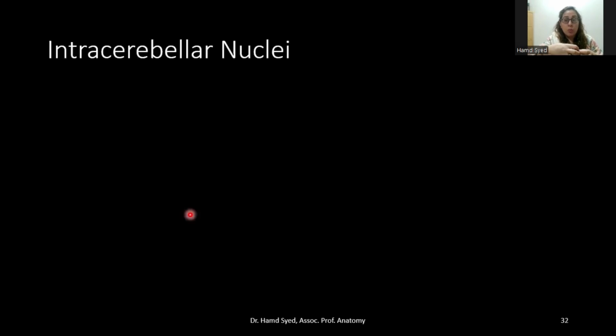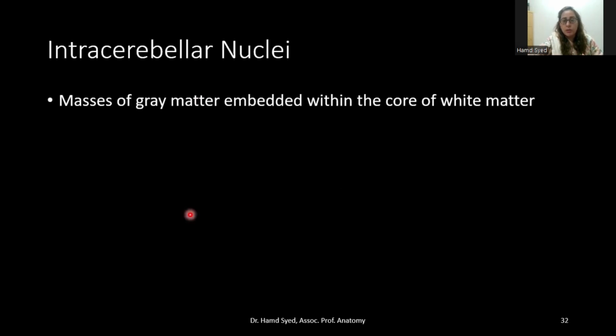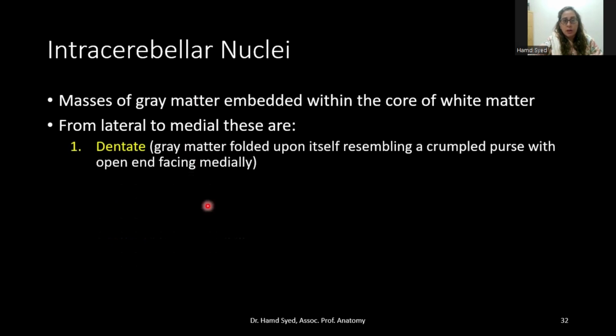And within the white matter of the cerebellar cortex, I told you, are the intracerebellar nuclei, which are masses of gray matter, and from the lateral to medial aspect, these are 4 pairs of nuclei. The first one is the dentate nuclei. This is gray matter folded upon itself in the form of a crumpled purse with an open end facing medially.